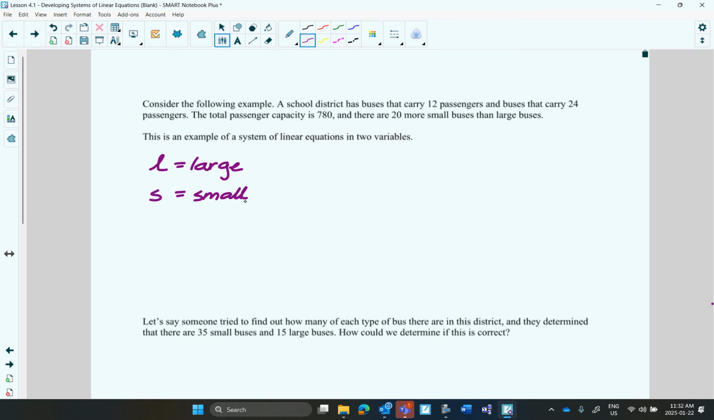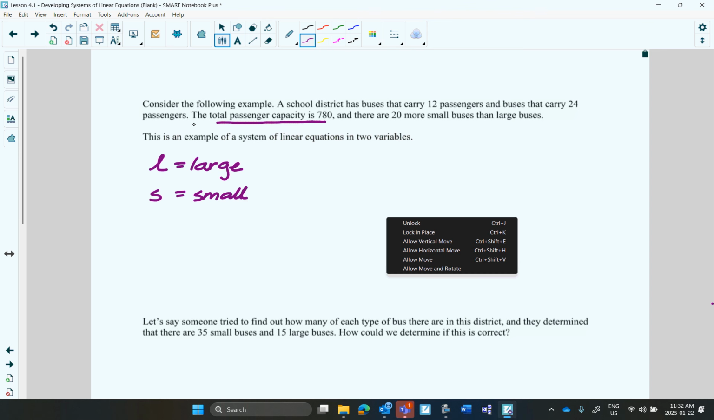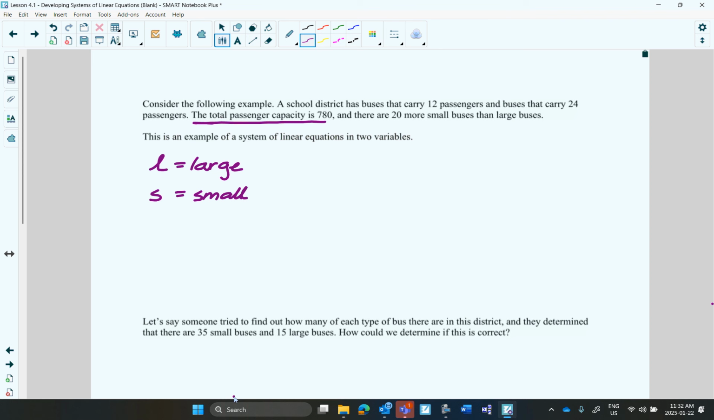So let's look at the first one. The total passenger capacity is 780. How would you calculate how many students are on the large buses? We don't know how many there are, but how many can each large bus carry? A large bus can carry how many? 24, okay? So wouldn't the number of students on the large buses be 24 times however many there are?